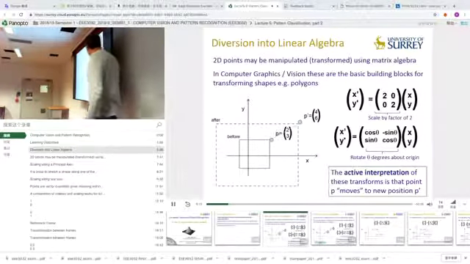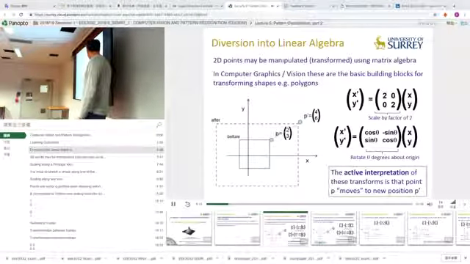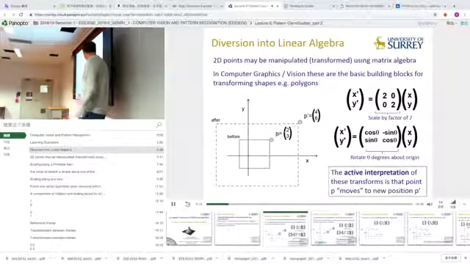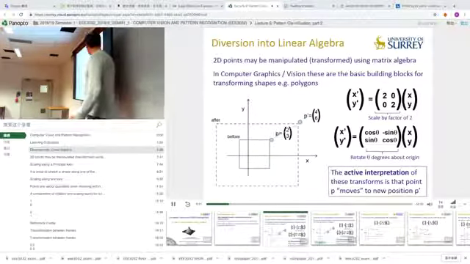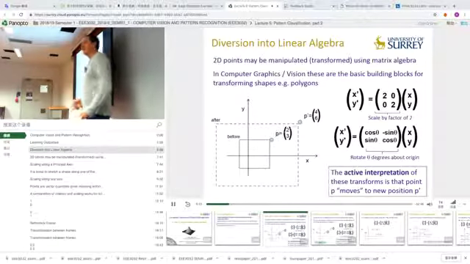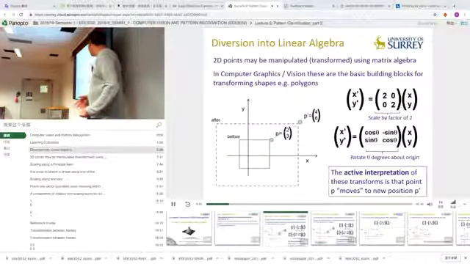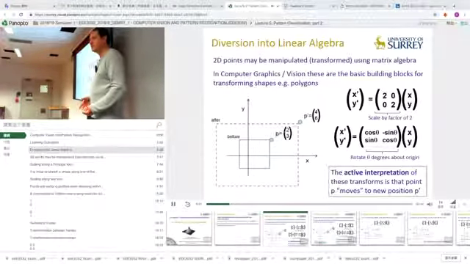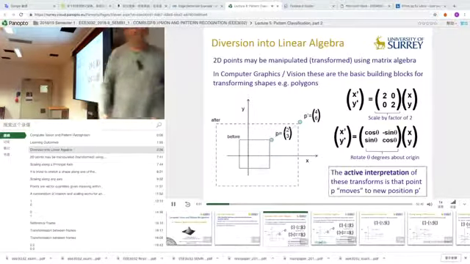Okay, so the point of this is, I guess, just a recap really. I guess many of you will have done this in school, but basically we can say that each of these points is moving under this transformation to a new location, and that's what we call the active interpretation of these transforms. Okay, is everyone happy with that? Okay, great.